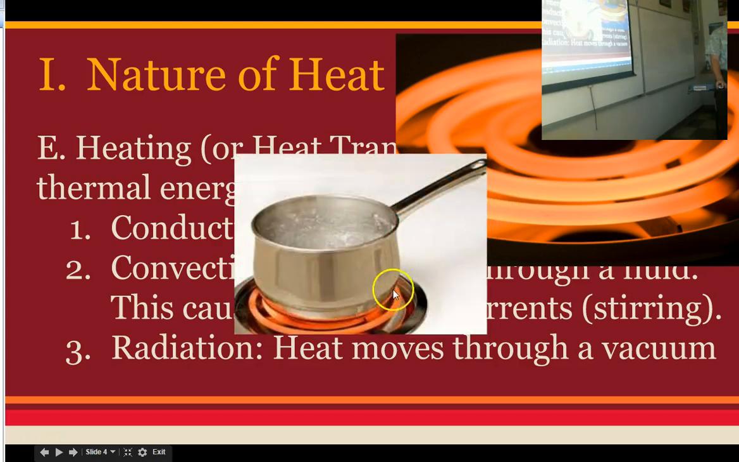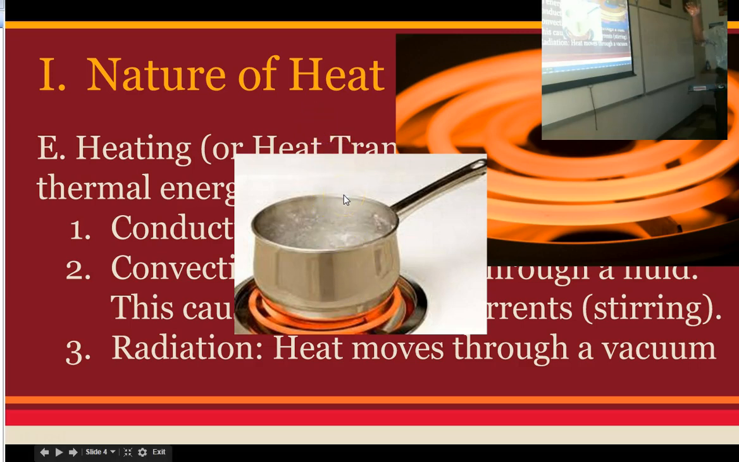Here we have a pot on the stove. There's conduction going because the pot is touching that coil. And then there's convection going in the boiling water here. So heat is transferring from the coil, conduction to the pot, convection into the water, and then rising out here.